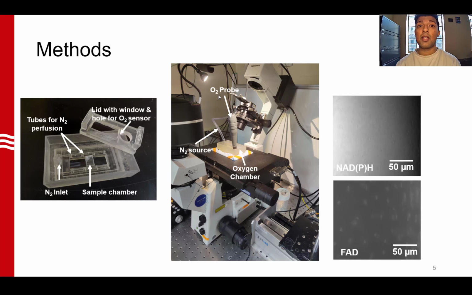In the middle image is the oxygen probe that keeps track of the oxygen concentration in the chamber. There's also the source for the nitrogen gas, and finally there's the oxygen chamber itself that we looked at in the leftmost image. On the top right corner of the slide you will see a representative image of the NADPH channel, and on the bottom right you will see a representative image of the FAD channel.